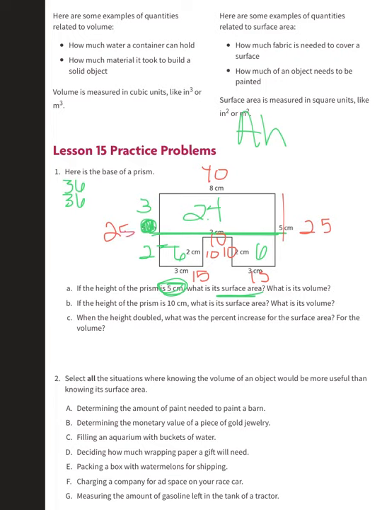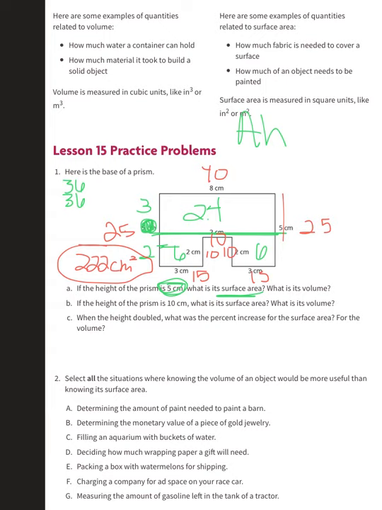So I have 36 and 36 for my bases, and then 25, 40, 25, 15, 10, 10, 10, and 15 again. So I'm just going to take my calculator and add them all together. So here we go, 36 plus 36 plus 25 plus 40 plus 25 plus 15 plus 10 plus 10 plus 10 plus 15 more. I get 222 centimeters squared. So that's the surface area, 222 centimeters squared.